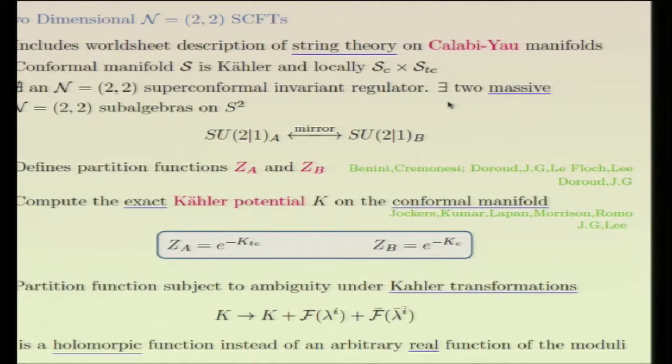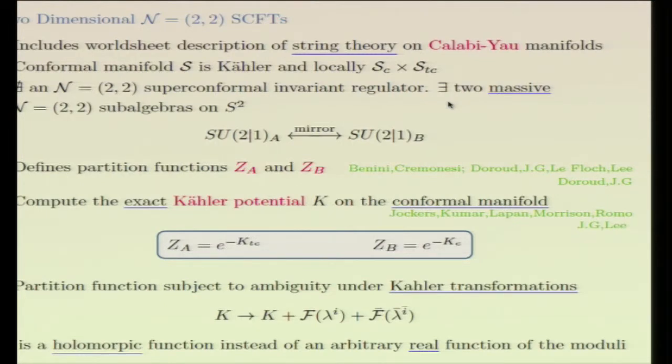So let's study theories that I like: two-dimensional (2,2) superconformal field theories. These theories are very interesting for many reasons. One of them is that they give a worldsheet description of string theory on Calabi-Yau manifolds, which is still a very attractive scenario to study chiral gauge theories in a theory of quantum gravity. For such theories, it's known that the conformal manifold is the direct product of two manifolds, which I call S_C and S_TC. You can think of this in the Calabi-Yau language. These are the moduli spaces of complex structure and Kähler structure of the Calabi-Yau.